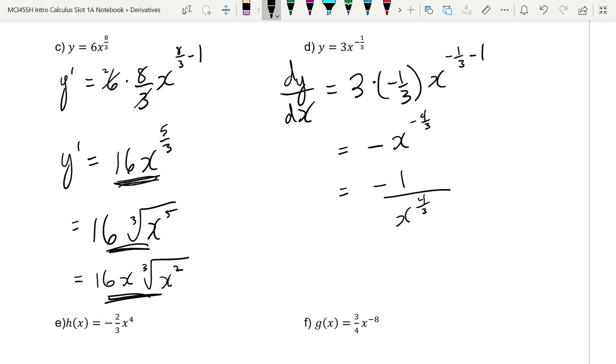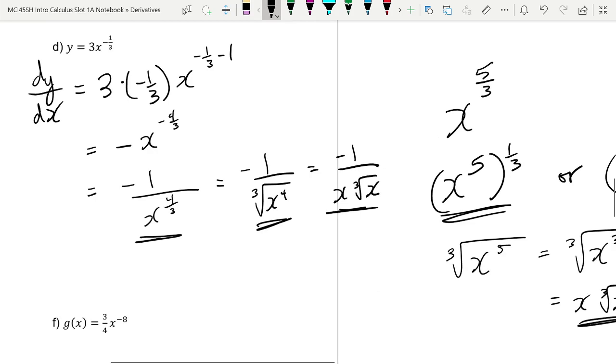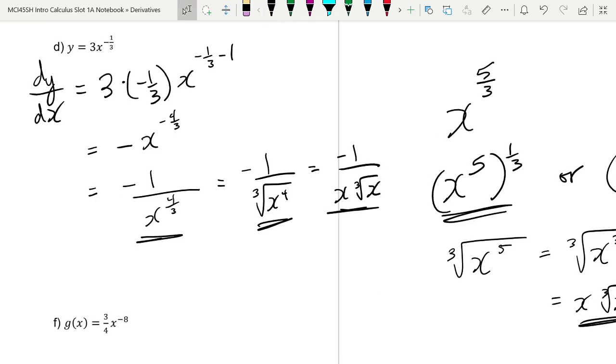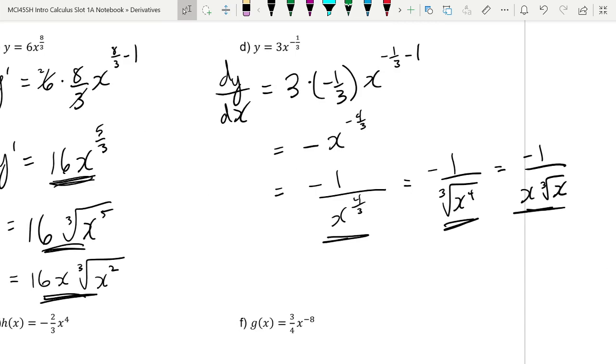Okay, so that's a perfectly good answer, right? Or again, I could change that into radical form. Negative 1 over the cube root of x to the 4. That's a perfectly good answer. Or I could leave it as negative 1 over x cube root x. And do you see why all three of these are the same thing? Oh, and then of course there's people who go, yeah, but I don't want a radical in the denominator. I'll leave that up to you. You can try to figure out how to make that rationalized if you like.